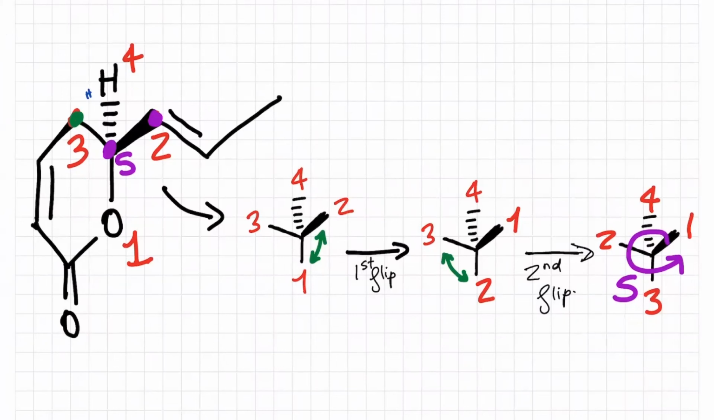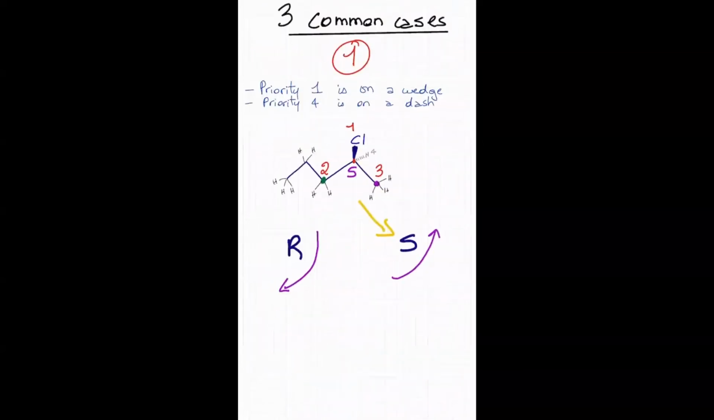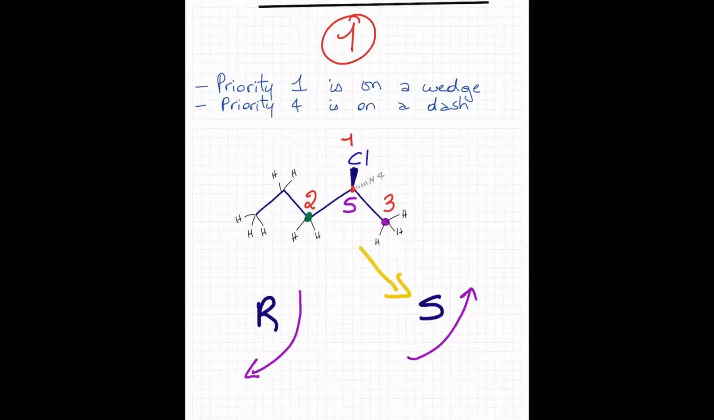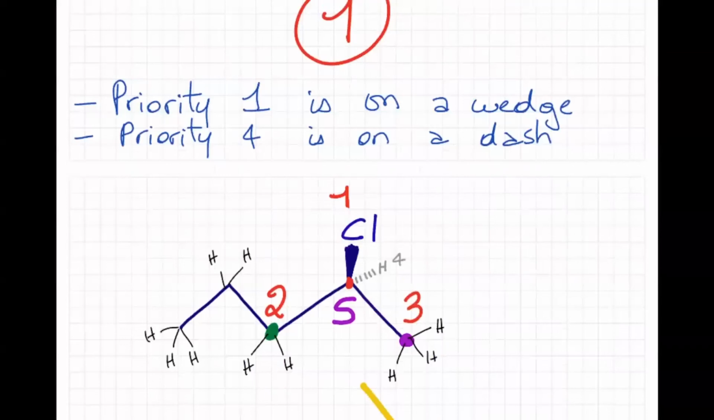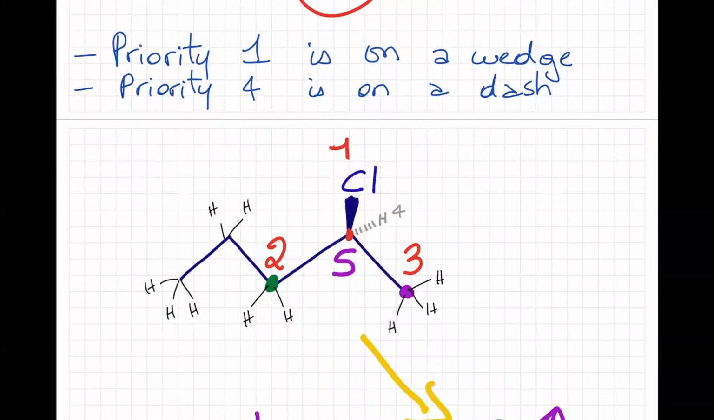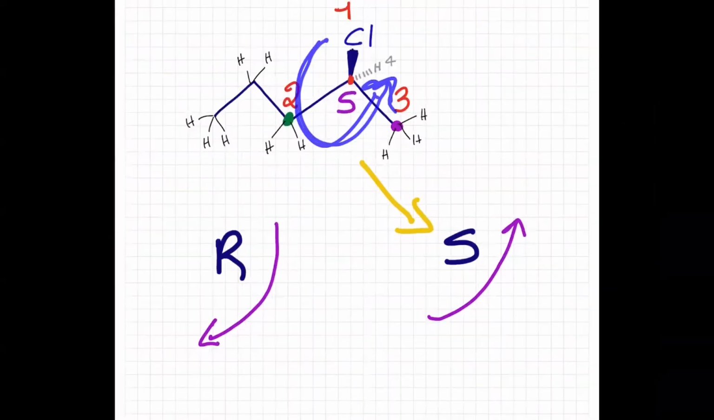Okay, so a quick recap. I presented 3 cases to you. After assigning the priorities, we know that there's 3 ways that they can be arranged. The first priority can be on a wedge, the fourth can be on a dash. In that case, it's very straightforward. You can forget about number 4, do 1, 2, 2, 2, 3. You do the motion, and then whatever you get, for example, in that case, I was going counterclockwise, I knew that it was S, but if I was going in the opposite motion, clockwise, it would have been R.